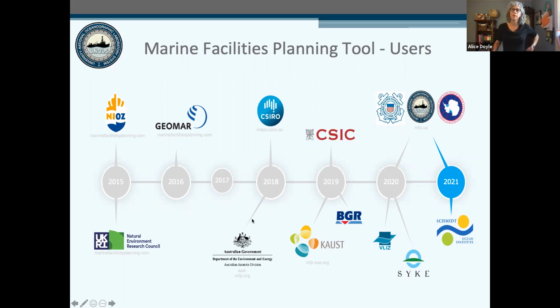But I will say that in each of these instances, the core is the same, but we have to tweak it to match the operations. So the way UNOLS does business is different than any other of these operations out here. One of the big things is our size, right? Most of these institutions have 2-3 ships, something like that, whereas we have 18.